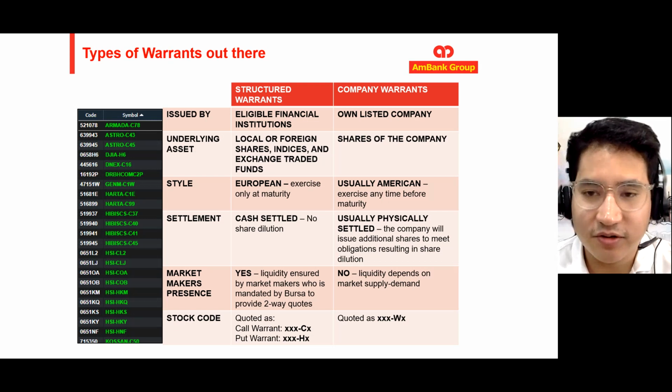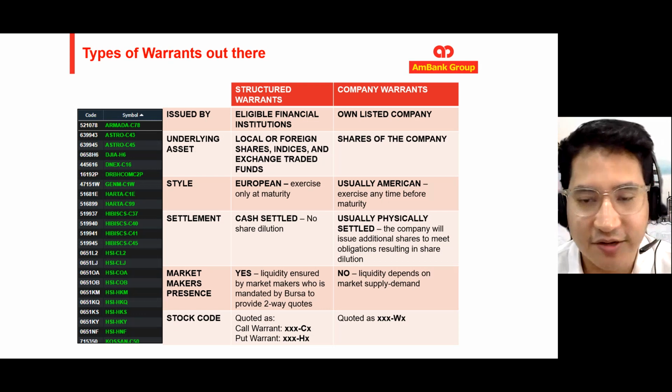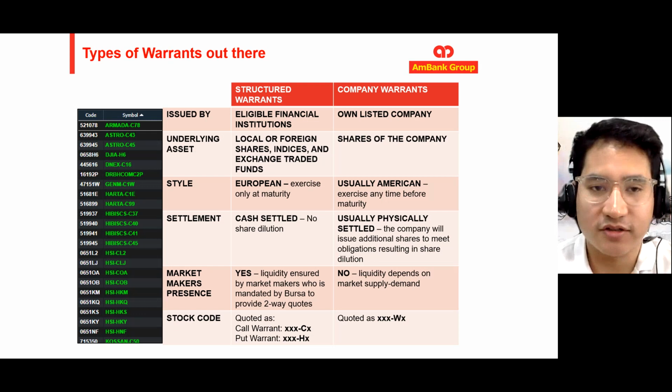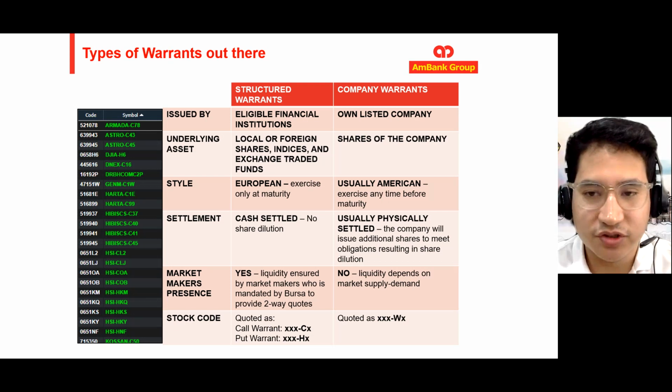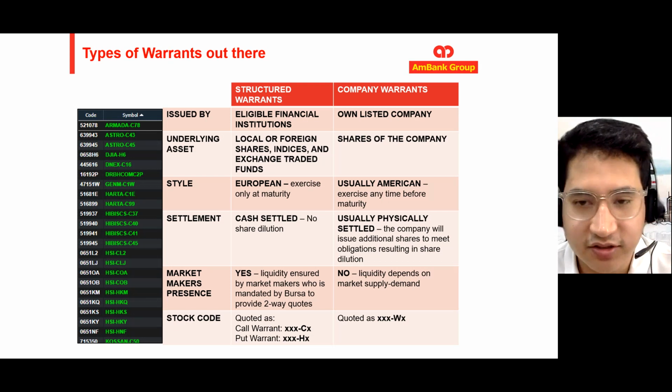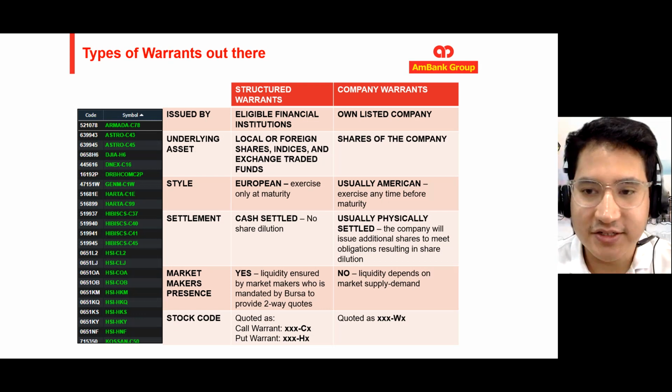Structured warrants are always going to be European, which means that you can only exercise that right that I was talking about, to buy or sell securities, only at maturity. Company warrants are usually American, which means you can exercise any time before maturity. So you can buy and sell the shares at a cost at any time before maturity. Settlement is also another thing that you have to be aware of.